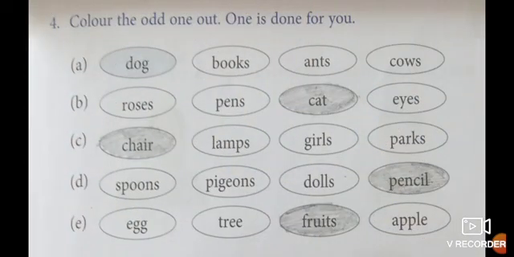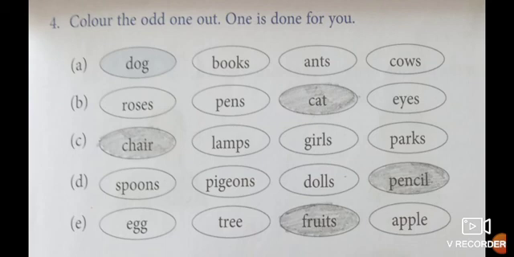Now next, question number 4. Color the odd one out. Odd one out, earlier also I have told you, means whatever is different from rest of the words given. Whatever is different from rest of the words given, it is called odd one out.